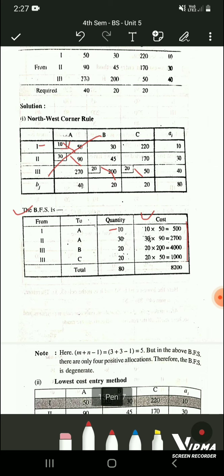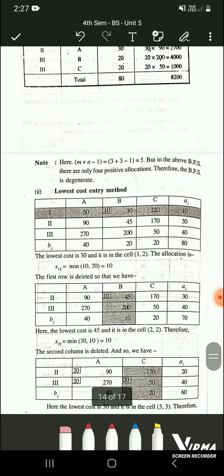And to know whether the solution is degenerate or non-degenerate, what you have to do, you have to take m plus n minus 1. Here m, that is origins, is 3, n, destinations, is 3, so 6 minus 1 is 5, and we'll see how many allocations are made. 1, 2, 3, 4. So here there are only 4 positive allocations, which is less than the m plus n minus 1 value. Therefore we say the basic feasible solution is degenerate. So this is northwest corner rule method.